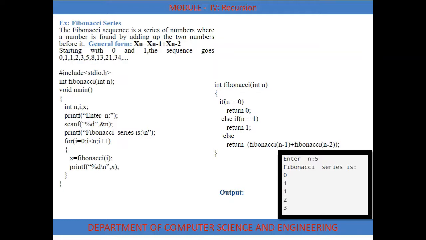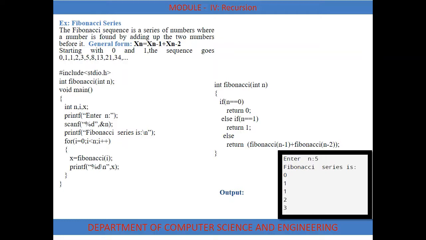Now in the output screen we'll get 3 values. 3 terms are displayed on the output screen, that is 0, 1, 1. Again increment the value of I by 1. I is equal to 3. Is 3 less than 5? Yes. So pass the n value, that is 3, to the function.